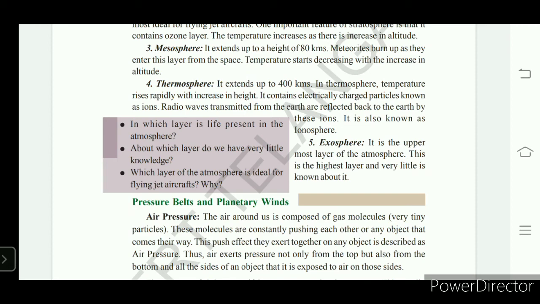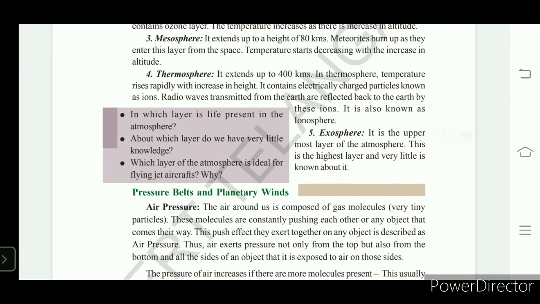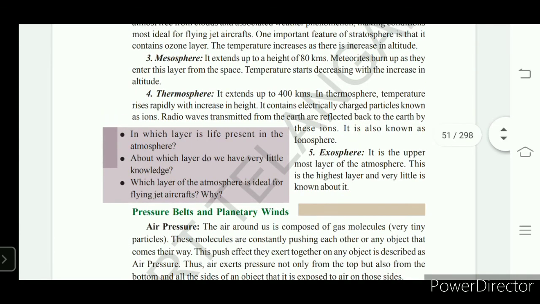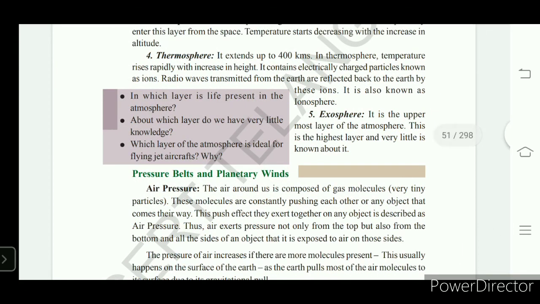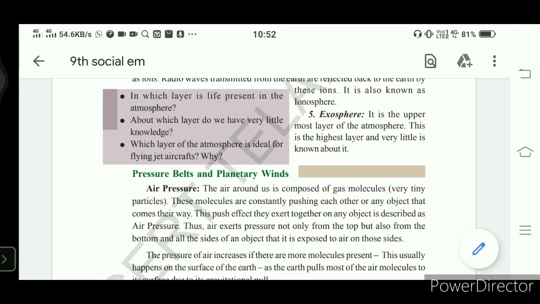And these ions again reflect the signal that we sent from the earth's surface to another area. That means these ions are helpful in communicating our signal. So these electrically charged ions are present in the thermosphere, so it is called ionosphere. Another name for this layer is ionosphere. Understand? So it is 400 kilometers thick.